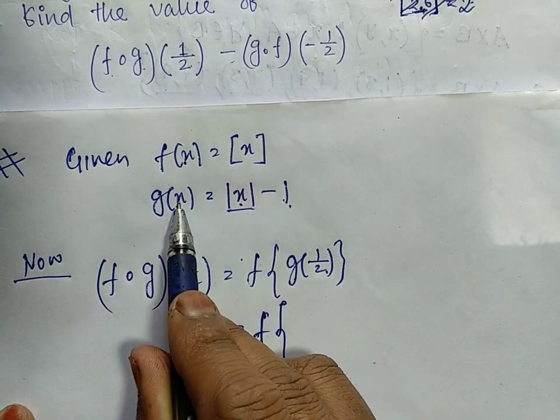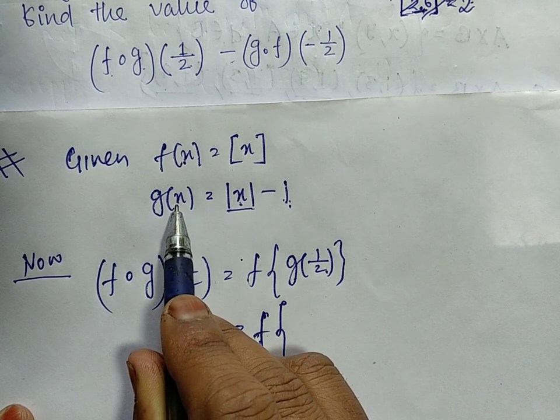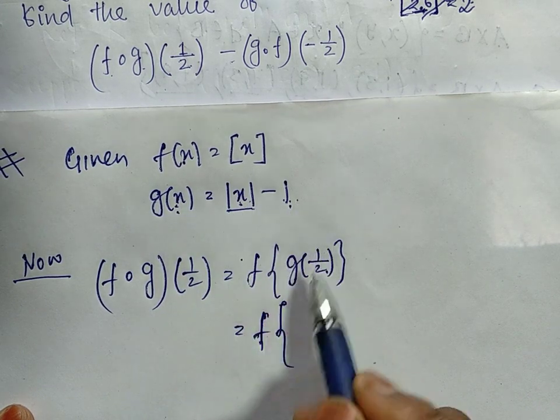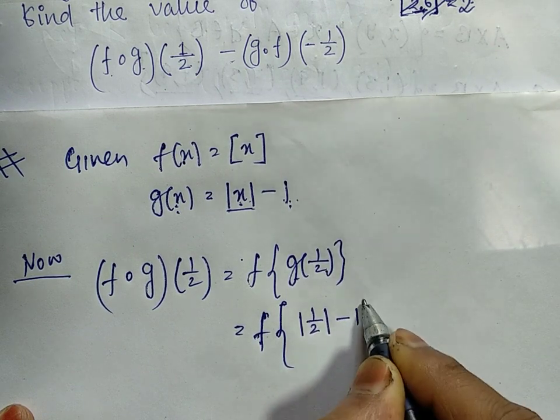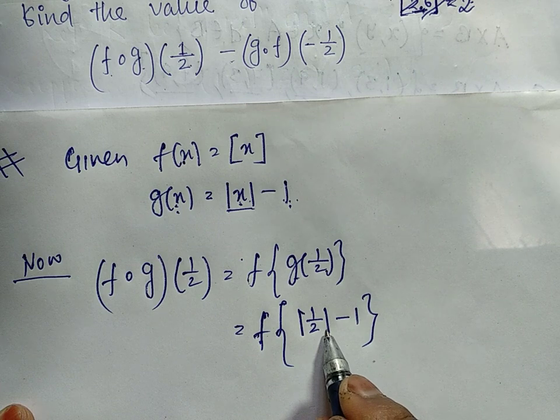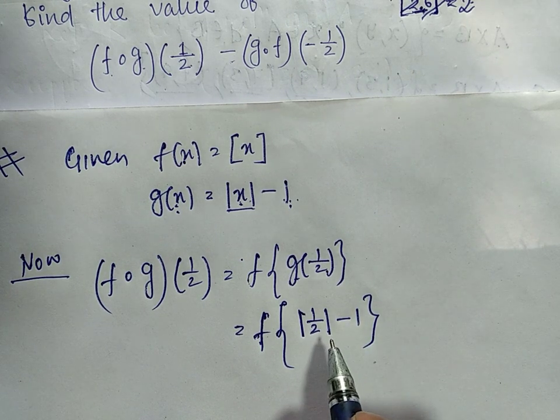If I say theta, modulus of theta minus 1. The constant quantity does not change. G of phi is modulus of phi minus 1. Then g of half means what? Modulus of half minus 1. The value of the symbol written inside the modulus does not change. It gives a positive value, the numerical quantity stays the same, only the quantity becomes positive.